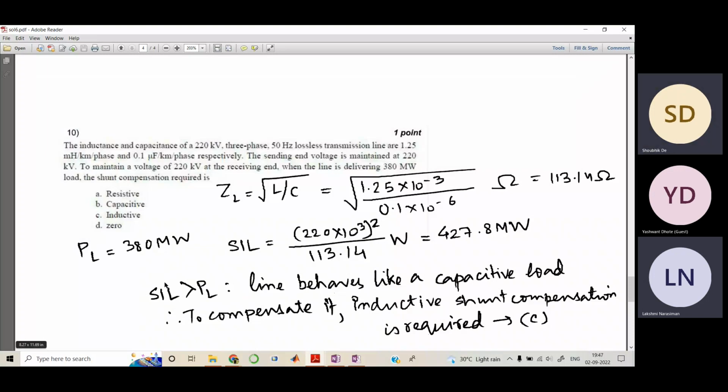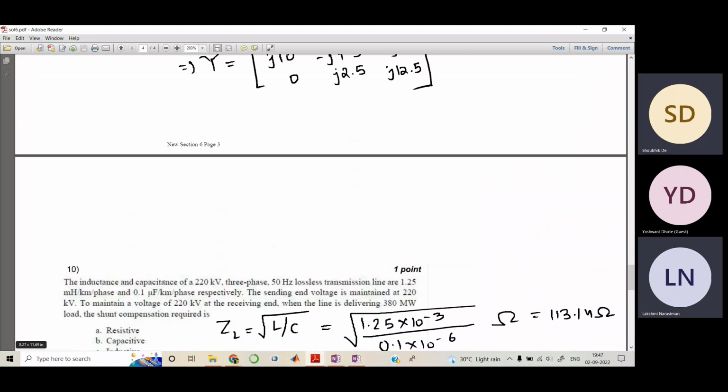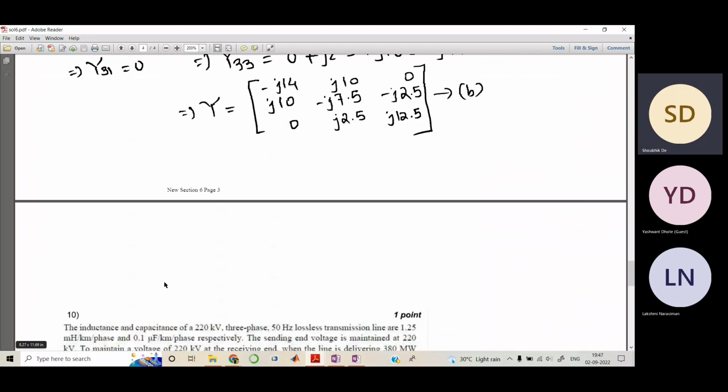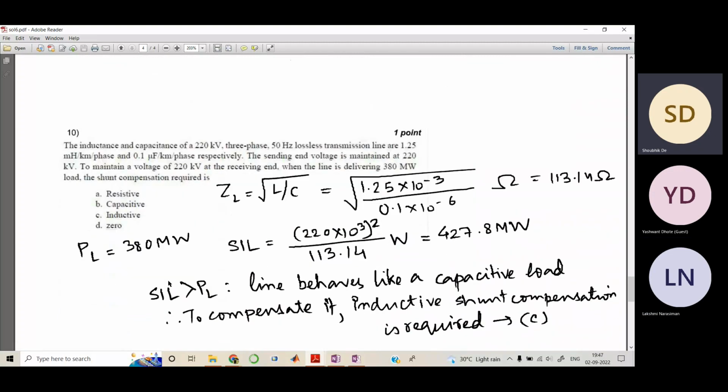So this was some of the typical problems of assignment 6. I hope this was clear.